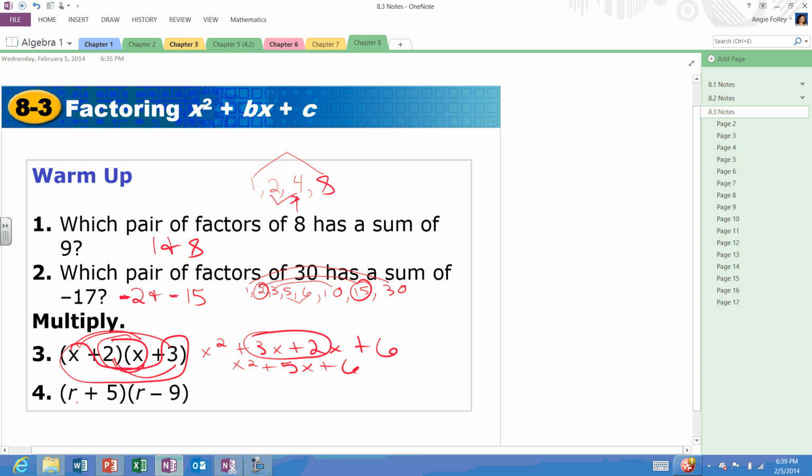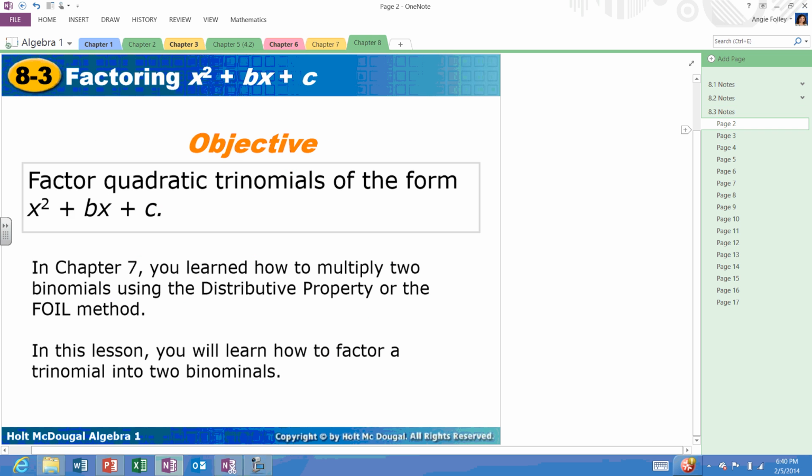So let me show you what I mean by this. If I do the first, r squared, I'm going to combine my outer and my inner. So negative 9r and positive 5r equals negative 4r. And then my last is 5 times negative 9, which is minus 45. If you still aren't comfortable with that, just keep writing every step and combining your like terms.